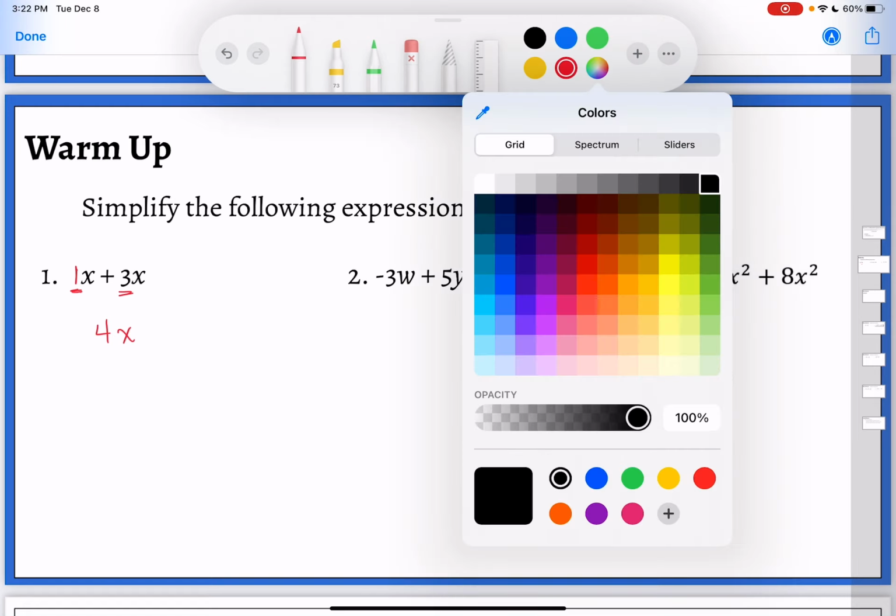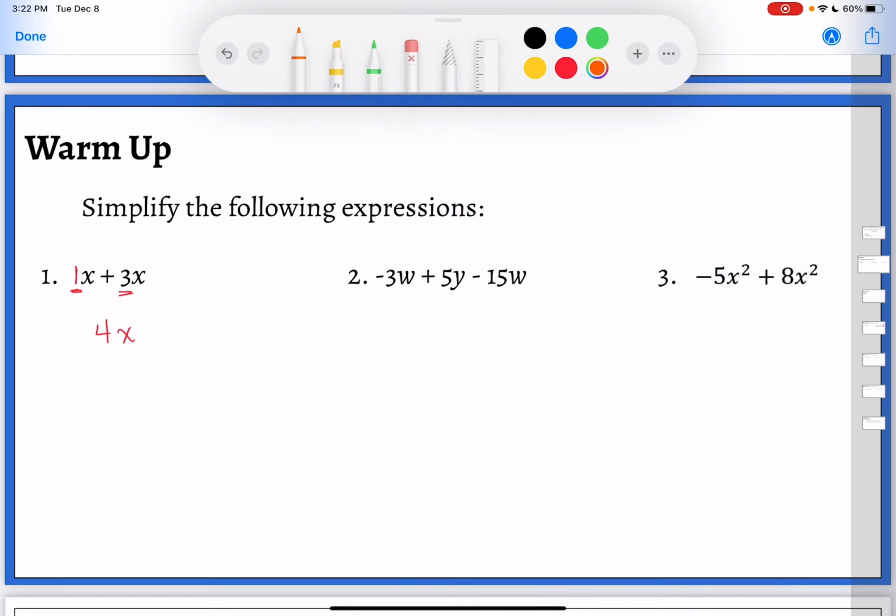Okay, so now the next one, I have negative 3w plus 5y minus 15w. So if you look for your like terms, that's only the first one and the last one, right? So those are the only ones that I can combine. So I have negative 3w and negative 15w, which gives me negative 18w. The plus 5y is not a like term, so it just stays how it is. So my final answer there would be negative 18w plus 5y. Again, notice the w didn't change. I only combined my coefficients there. And if it wasn't a like term, I couldn't combine anything. It stayed how it was.